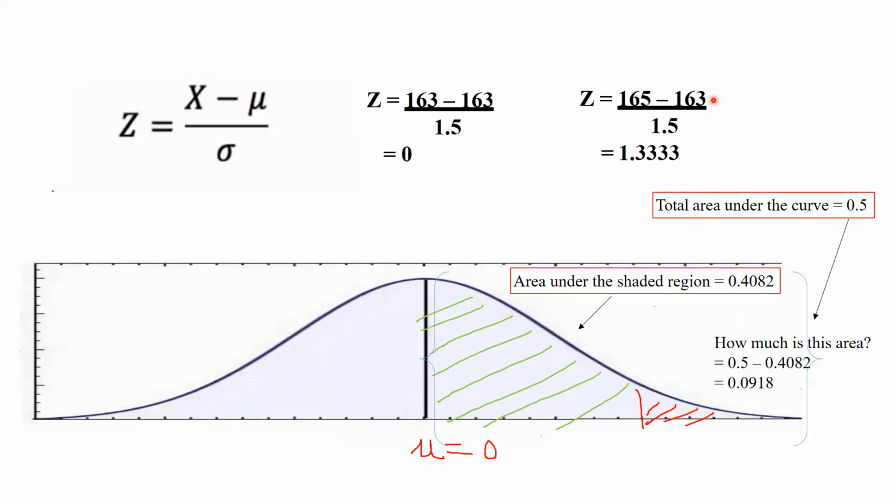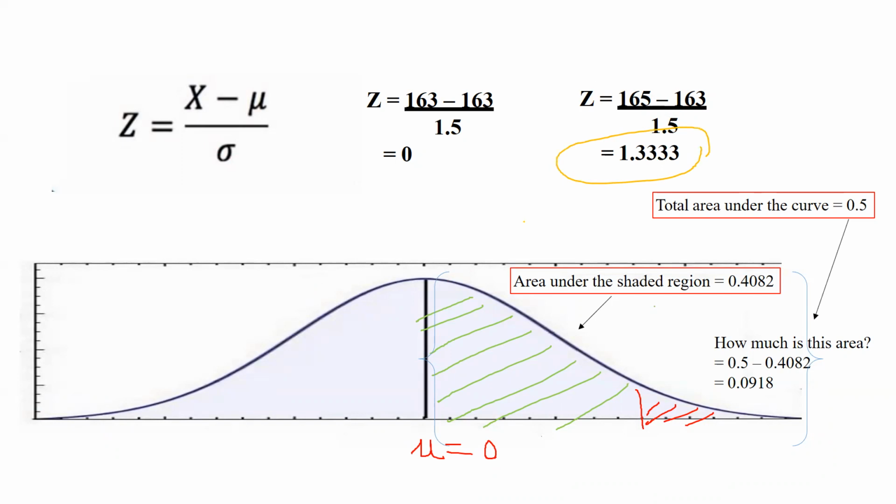165 minus 163 divided by 1.5, because sigma is 1.5. The standard deviation is already given. So these are my values, and you can see here the result is 1.33. That is my z value.